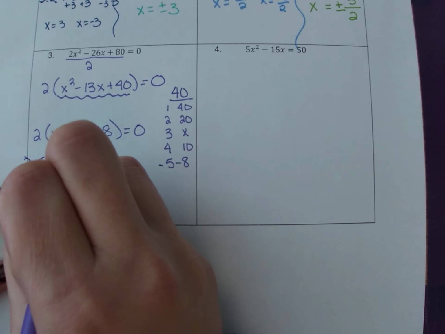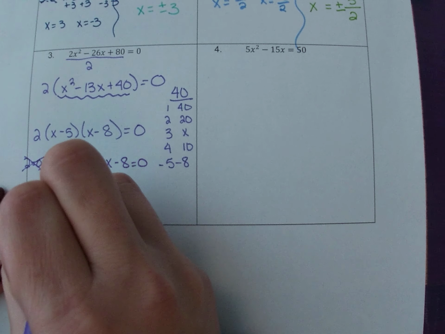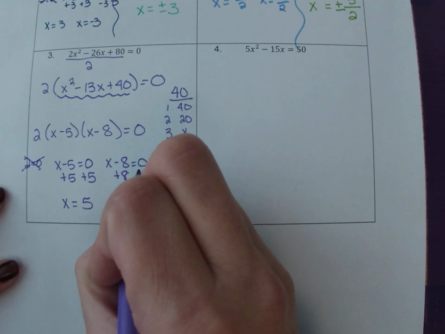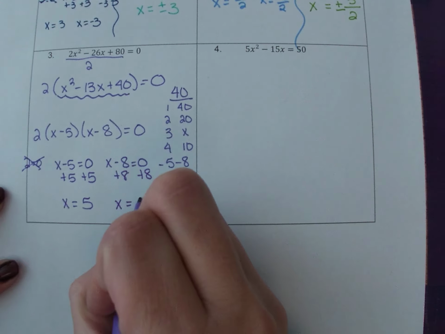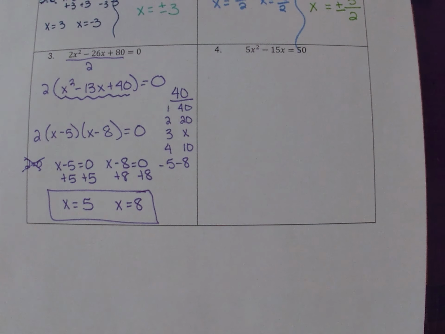So we'll say x minus 5 equals 0 and x minus 8 equals 0, and solve those. And so we'll get x equals 5 and x equals 8.